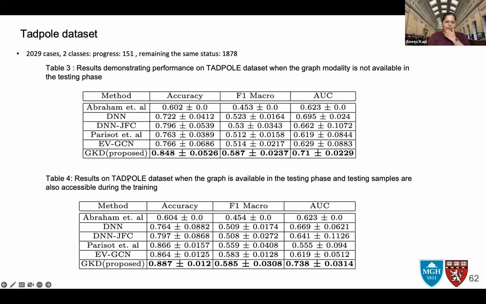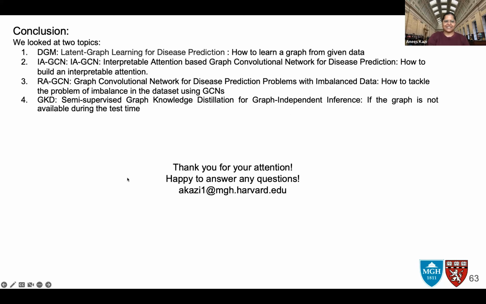So basically, that's it. In conclusion, today we looked at 4 different networks. First, DGM, that is latent graph learning for disease prediction, how to learn a graph. Second was how to build an interpretable attention for your node features. Third was how to tackle the problem of imbalanced data. And last was how to train your model when your labels are limited, as well as when your graph is not available at test time. Thank you so much for listening.